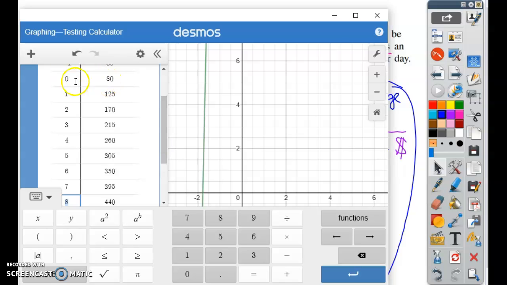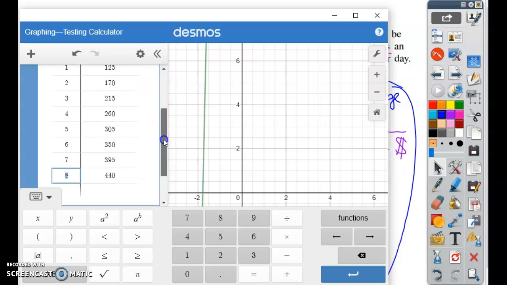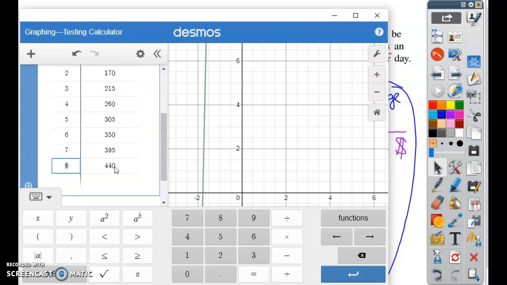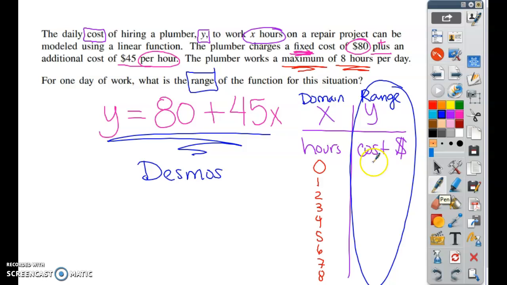$80. Because if he doesn't work any hours, just to go and check it out, he's going to charge them $80. What is the maximum amount of money that he can get in one day? 440. So we're going to write it over here. It goes from $80 all the way down to $440.